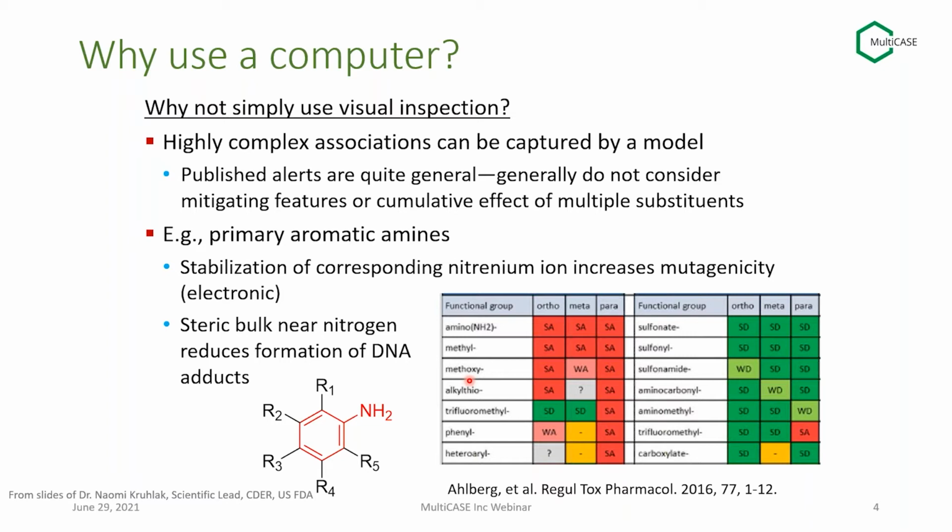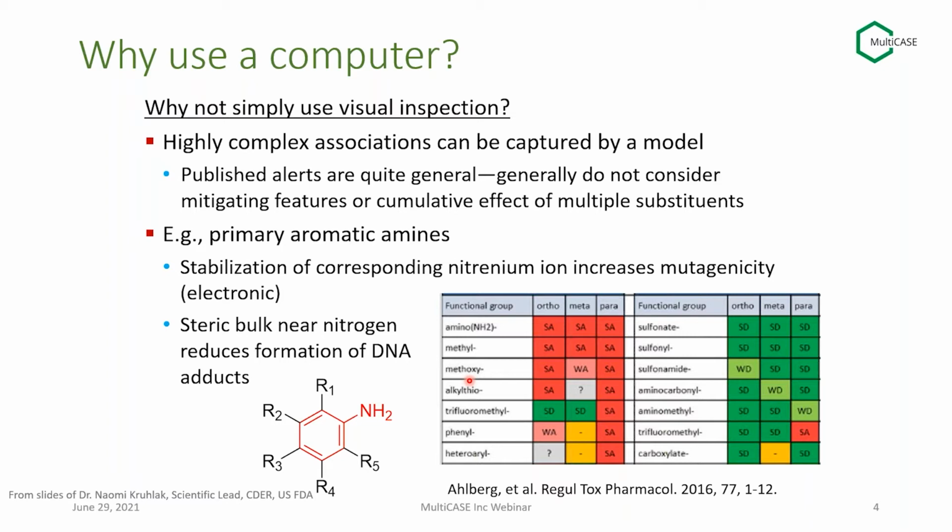If you would assume that having a primary aromatic amine group in your compound makes it 100% mutagenic, you would be wrong. At best it is 50%. So it's a 50-50 chance that if you have an aromatic amine, your compound will be mutagenic. What it depends on was shown in a very good paper by Ahlberg from 2016, which, using aromatic amine as an example, showed that the mutagenic activity is dependent on stabilization of the corresponding nitrenium ion. If it is stabilized, then you have increased mutagenicity. If it's destabilized, it's decreased mutagenicity.